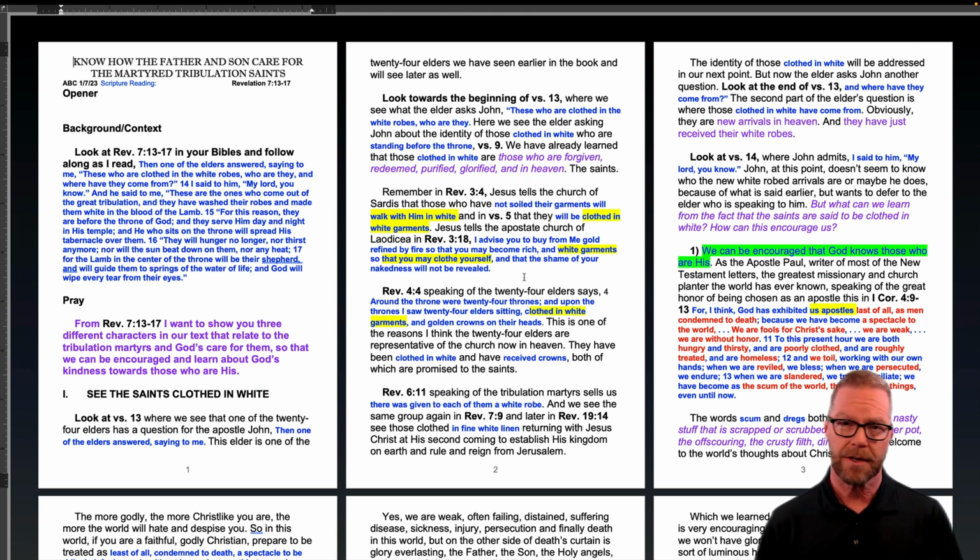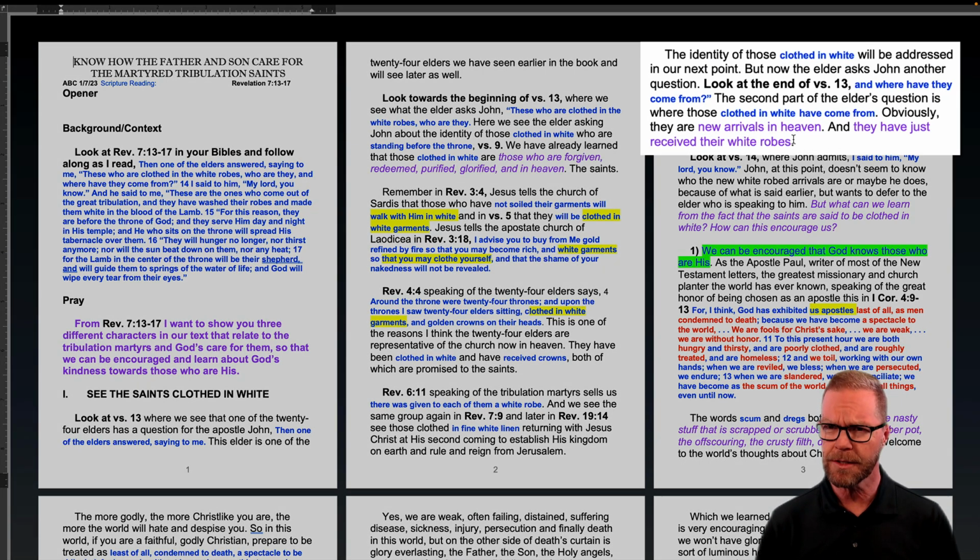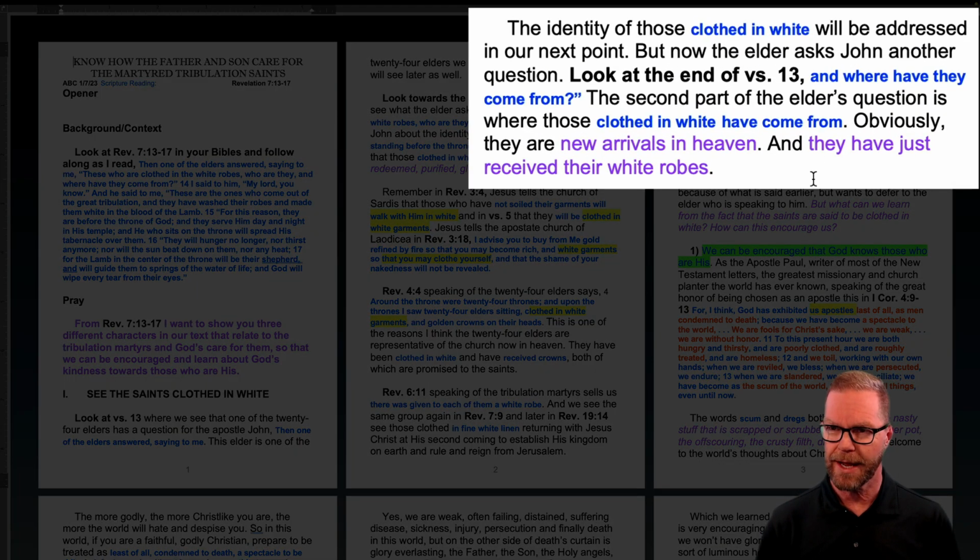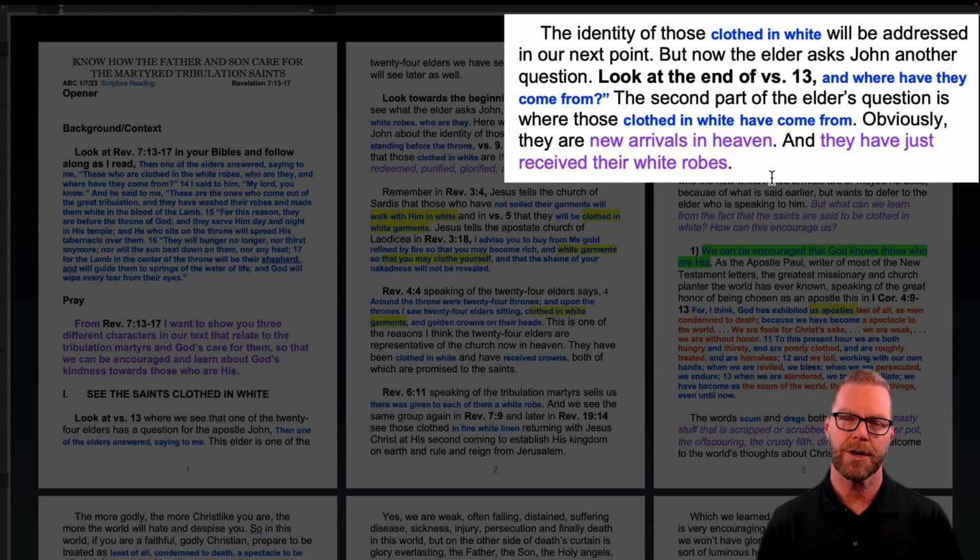And later on, if I discover my sermon notes are too big, which happens pretty much every single week, I may have to condense this or cut this out or just summarize it in a single sentence. I don't know yet. But right now, I've put it down there. So I talk about the identity of those clothed in white, and then I look at verse 13, and where have they come from? The second part of the elder's question is where those clothed in white have come from. Obviously, they are new arrivals in heaven, and they have just received their white robes.